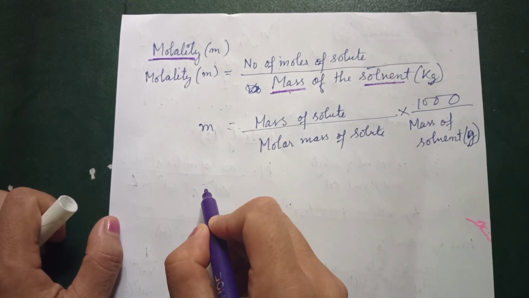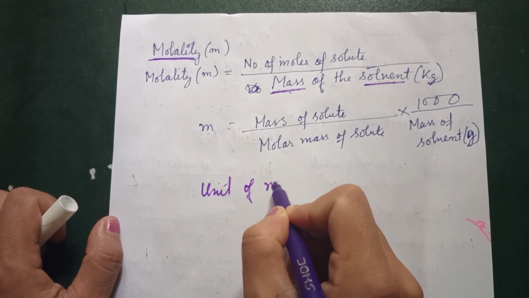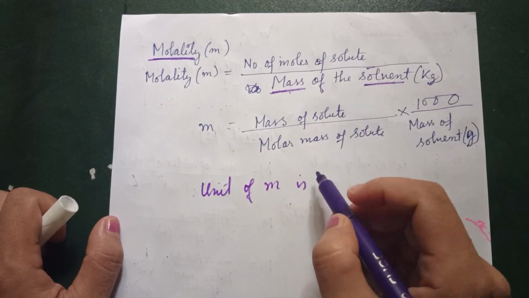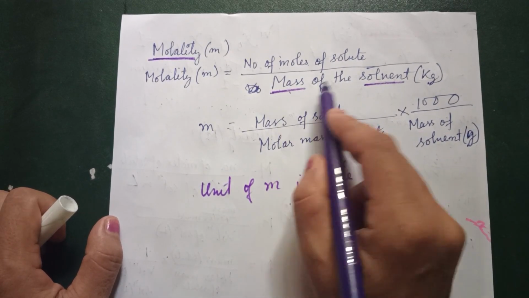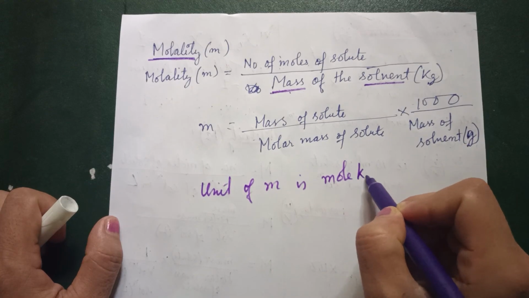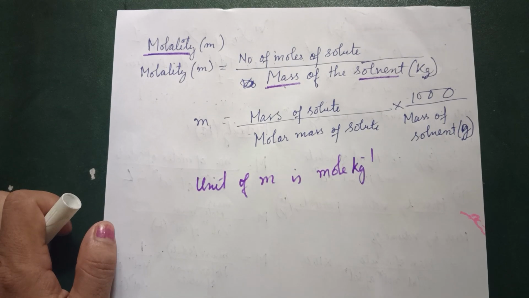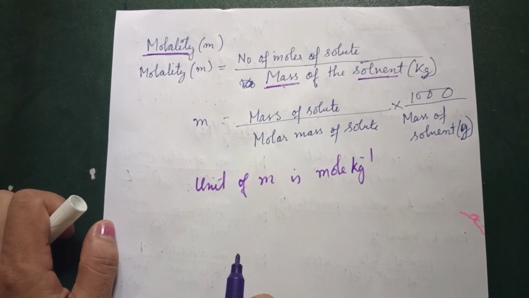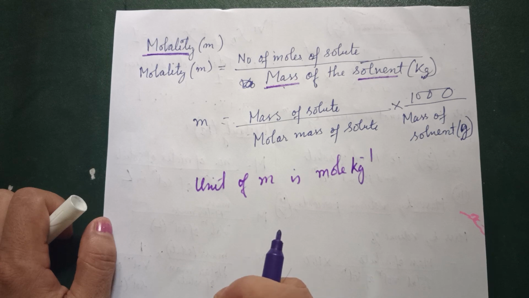So the unit of molality, small m, is: number of moles of solute, so it is mole, then it is mass of the solvent, so it is per kg. Mole per kg, or we can write small m. So these are the terms. By knowing these concentration terms, we will be able to know the exact amount of solute or the exact composition present in the solution.